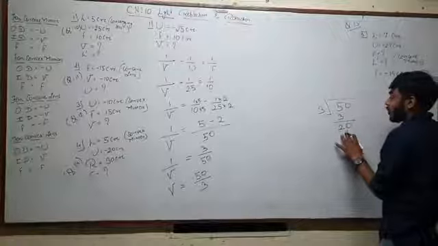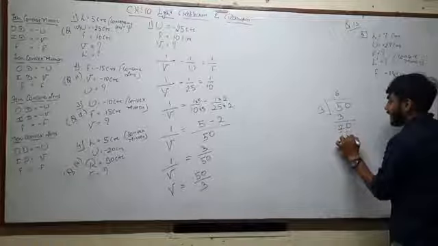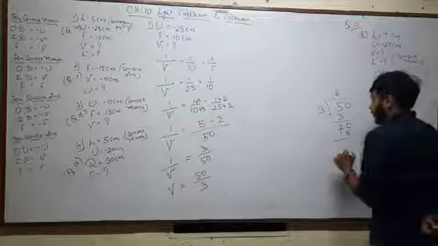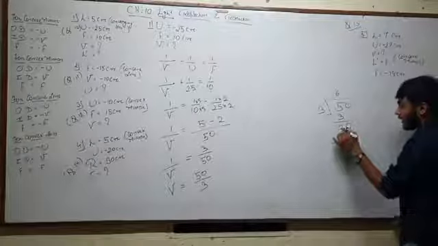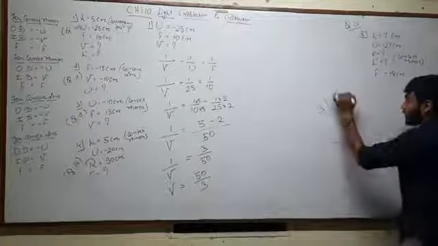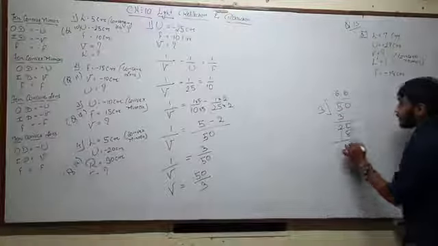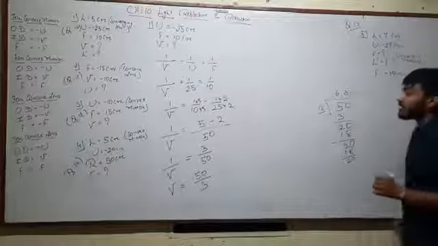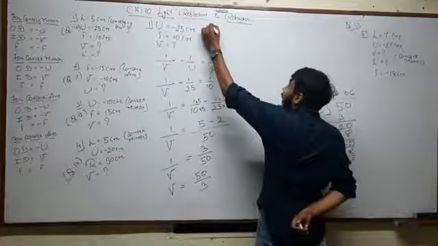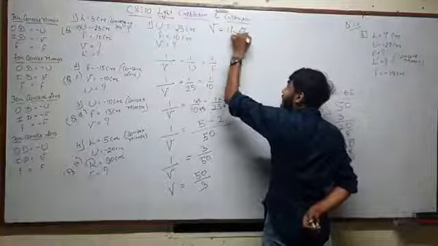Now 20 will be close to what? 18, because 6 threes are 18. Now we are left with 2. Keeping a point over here, it becomes 20 again, so this becomes 6 because 6 threes are 18, and again 20. So it repeats. So the answer is 16.66, or we can also write it is equivalent to 16.67.